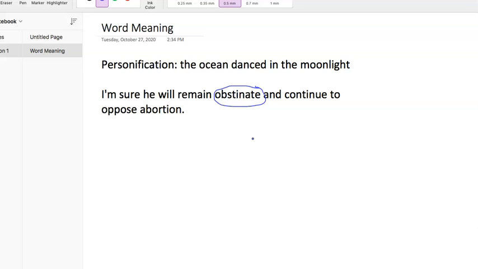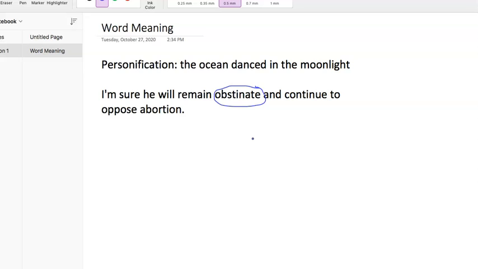That doesn't matter for the purpose of this exam or any standardized exam. Or I'm sure he will remain morally obliged to continue to oppose abortion. Either are possible. Stubborn seems to fit in a lot more, and that's how you go about thinking about things like this. That would be the answer: stubborn, or some other word that means something similar to stubborn. It would be a good answer for obstinate. Okay, so that is all the stuff on word meaning.